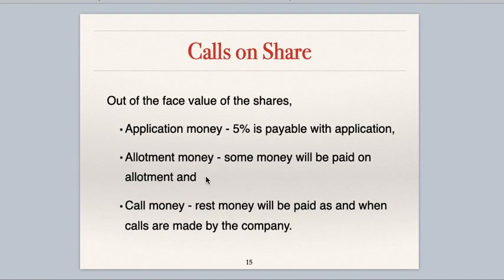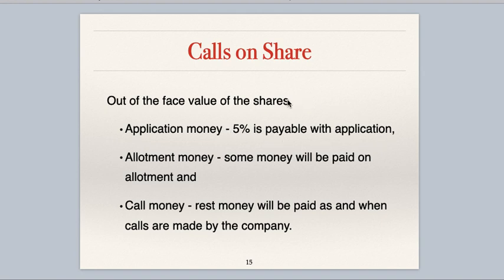Company asks shareholders, members to pay face value of shares in various installments. Just now we have seen. These installments are application money, allotment money and call money. There can be only one call or two call or three call, depends upon policy of the company. Last call is always known as final call. If there is only one call, then that call is known as first and final call.